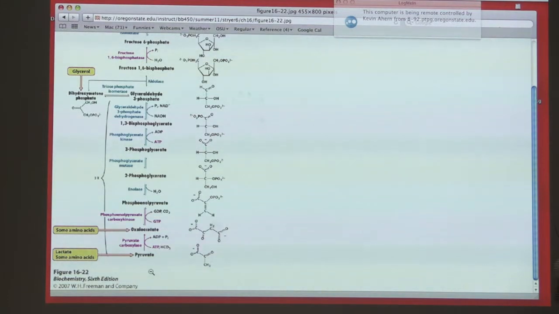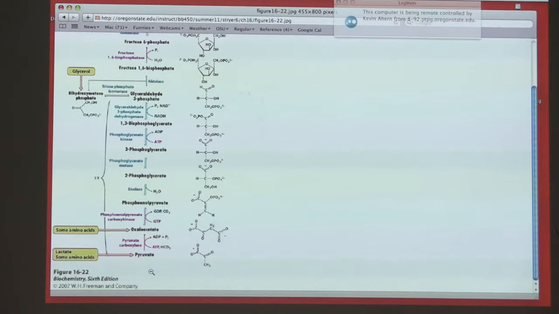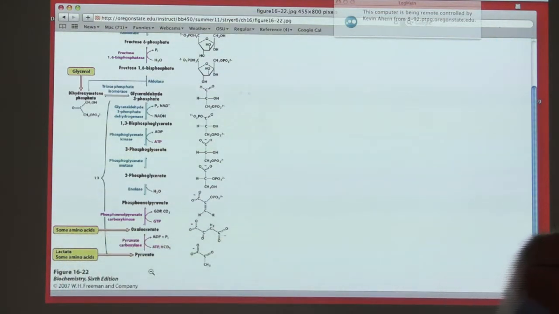Pyruvate was the end product of glycolysis. It is the starting point of gluconeogenesis. Now, if you recall the last reaction of glycolysis that made pyruvate, I told you that pyruvate kinase was an enzyme that catalyzed what I described as the Big Bang. It not only made ATP, but it had a very negative delta G0 prime, meaning that if we start with equal concentrations of products and reactants, it will go far in the direction of producing pyruvate at equilibrium.